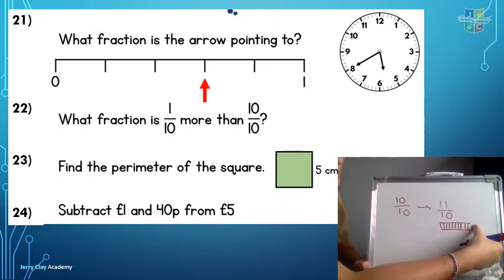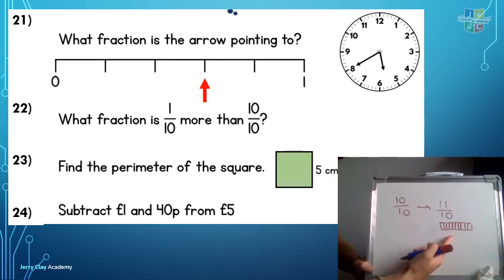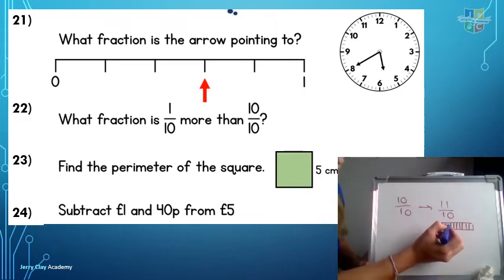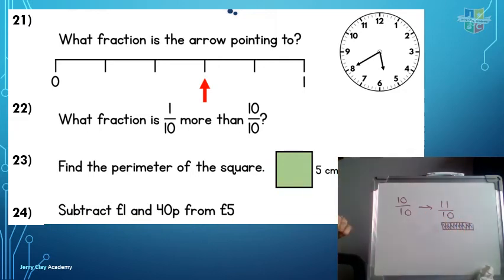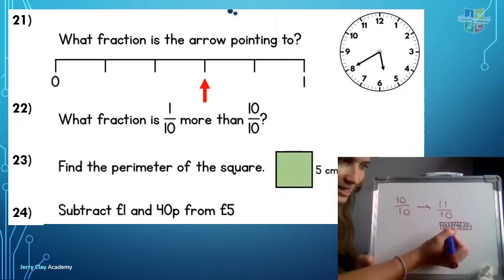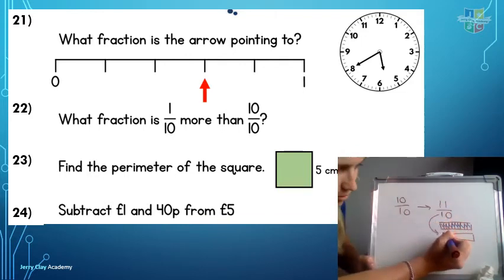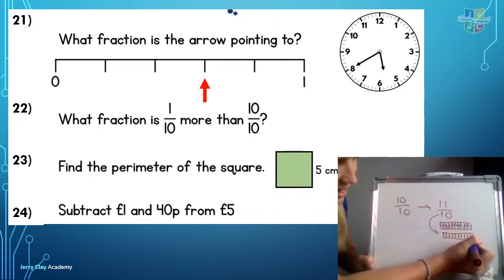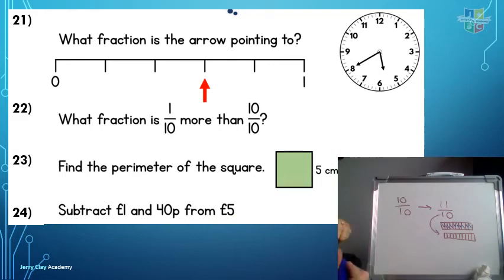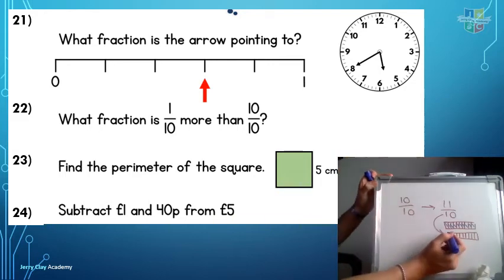So I've got my 10 parts because remember my denominator is my 10. Now I want to shade in 11 parts. I've got 1, 2, 3, 4, 5, 6, 7, 8, 9, 10. However, because I want to shade another part, I'm going to need to draw another bar model, still with 10 parts because that's my numerator. So 1, 2, 3, 4, 5, 6, 7, 8, 9, 10. However, I want to shade 1 more tenth, so I'm going to shade that.